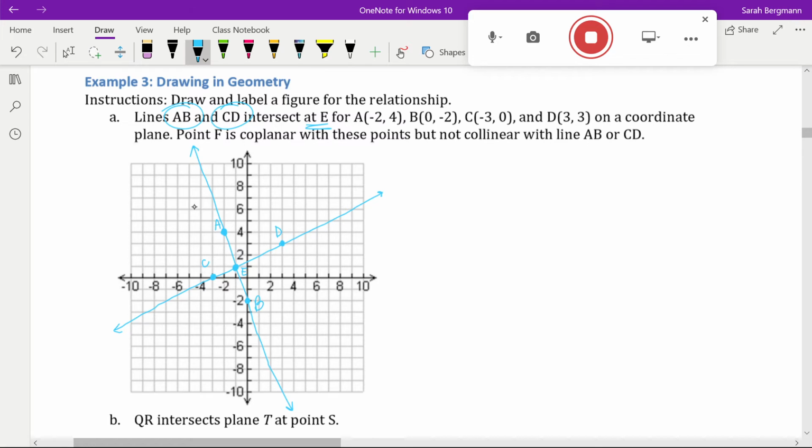So coplanar means it's on the same plane, so this is a coordinate plane. We can put it anywhere on this coordinate plane. However, it is not on line AB or CD. Not collinear means it's not on those lines. So you can put point F anywhere you want. I'm just going to pick this random point 2, 8 to place point F. But you can put it anywhere on the coordinate plane as long as it is not on one of these lines.